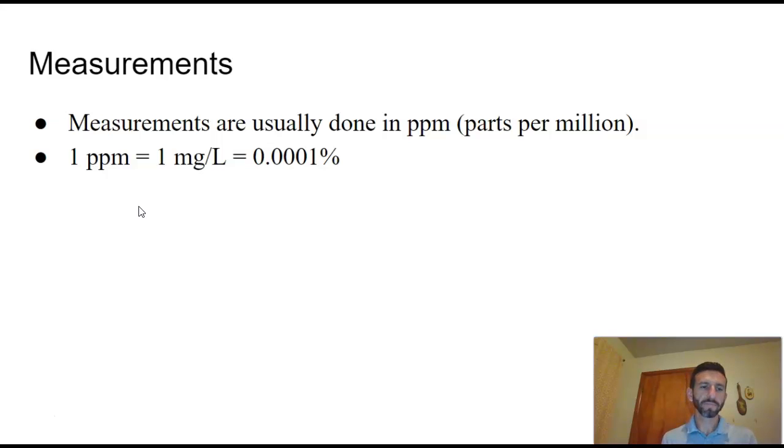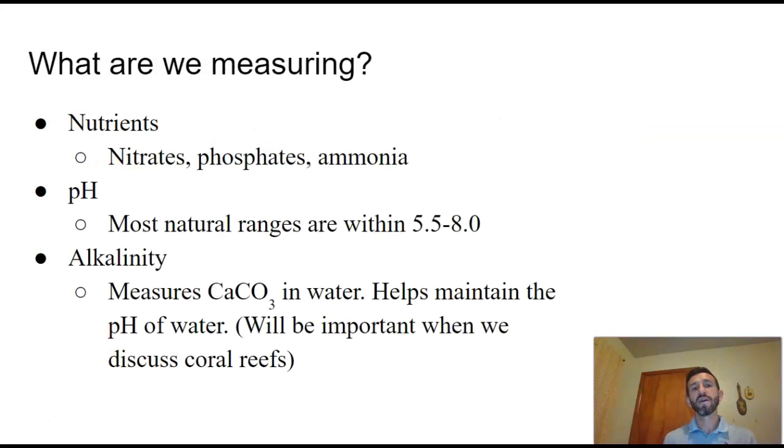Okay? All right, so what are we measuring when we're testing water? We've talked lots about nutrients, okay? Nitrates, phosphates, also ammonia, because that would be a source of nitrogen. We can test for those things. We can test for the pH of water. Most natural ranges are within 5.5 to 8, okay?